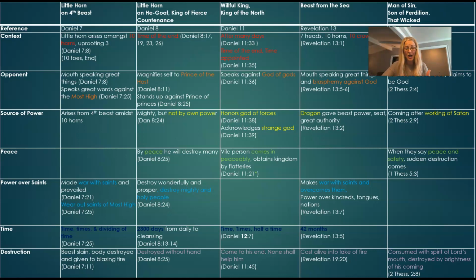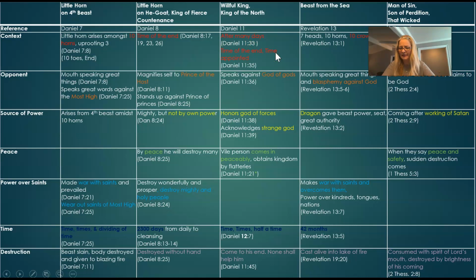A little horn arises amongst those 10 horns, and again, this is during the time of the end. The little horn on the he-goat of Daniel chapter 8 is described as occurring at the time of the end. That is repeated over and over in Daniel 8:17, 19, 23, and 26. Now, the willful king comes in our outline after many days and also at the time of the end or the time appointed.